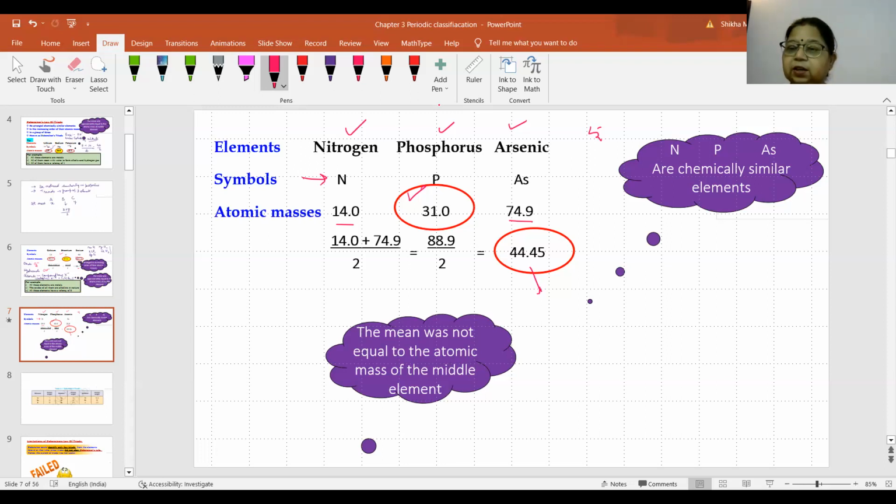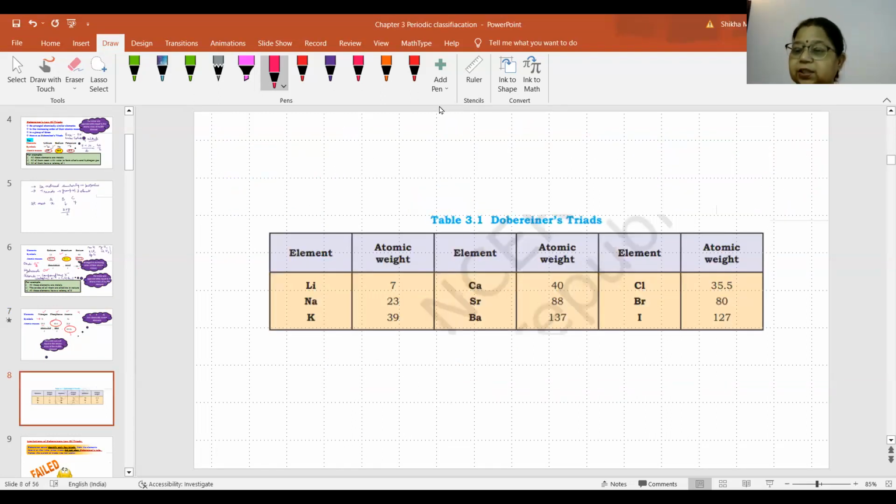With this, we can conclude that all the elements which were known at that time could not be placed in the triad form. He could find only these three. I will appreciate it if you can read this, although it is from your NCERT books only. You may be having it by the name of SCERT, I believe.